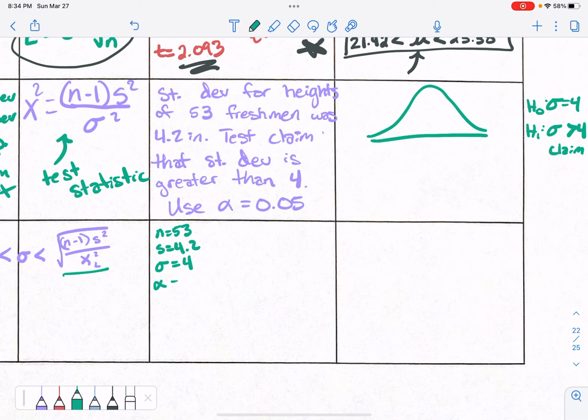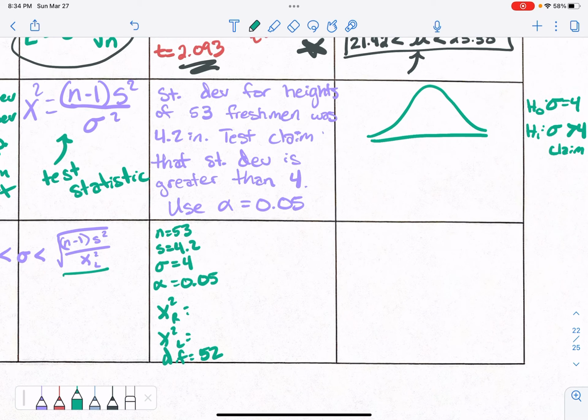Again, our significance level is 0.05. I'm going to look up the two numbers, the chi-squared right and the chi-squared left. And I guess we can say degrees of freedom has to be 52. I don't think we have a 52 on our chart, though. Maybe we just have a 50. Let me look. 50. Yep, so we'll have to go down to 50 degrees of freedom.